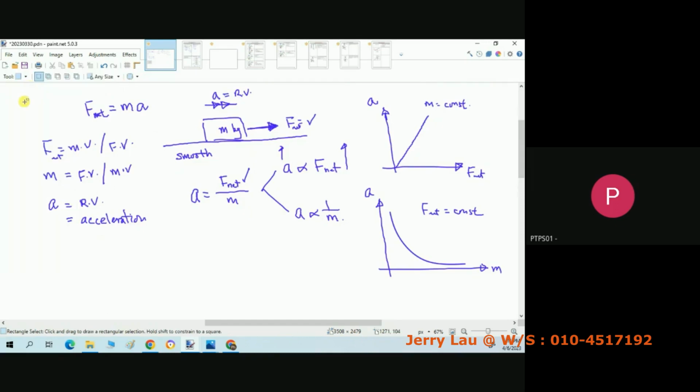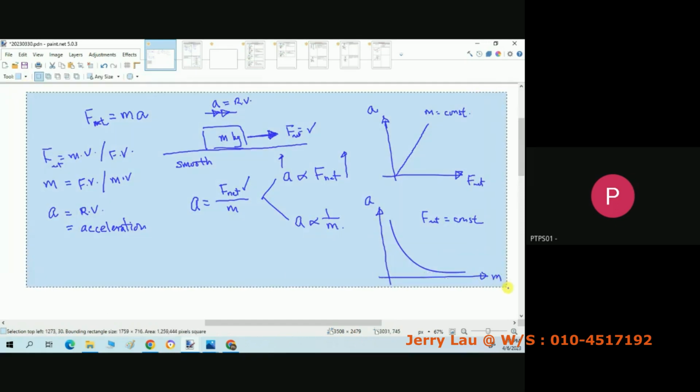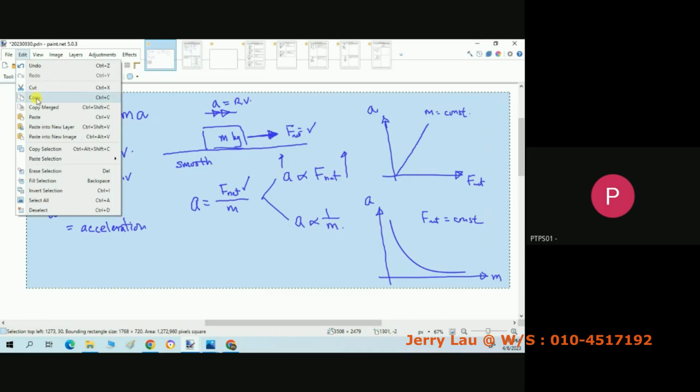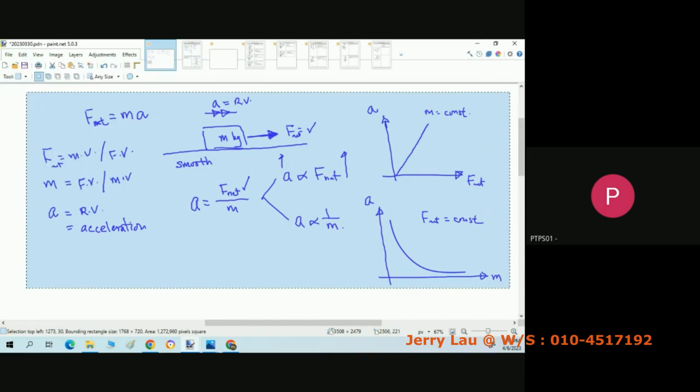doesn't matter. I can post this in the group. Yeah, so I'm going to talk about net force.